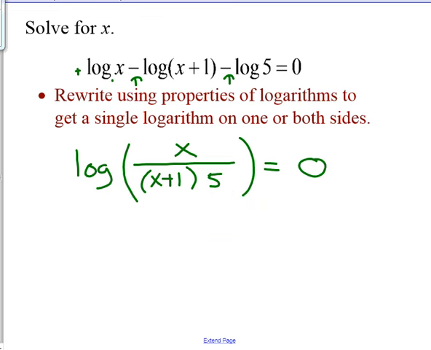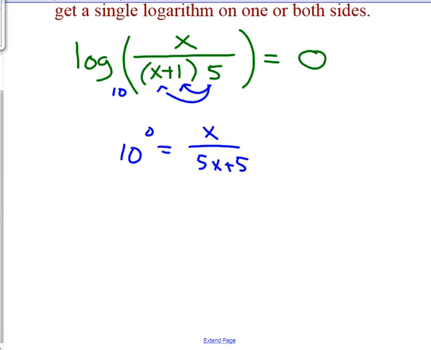So I think about what's my base, and again it just says log, which means there's a hidden base of 10, and that's going to equal x over, and I'm going to distribute to get 5x plus 5. And I'm going to turn 10 to the 0 into 1 because anything to the 0 power is 1. So now I have this equation. I'm going to change directions to x over 5x plus 5 equals 1. I have x's on the top. I have x's on the bottom. I want to solve for x. I want to get the thing I'm looking for out of the bottom.